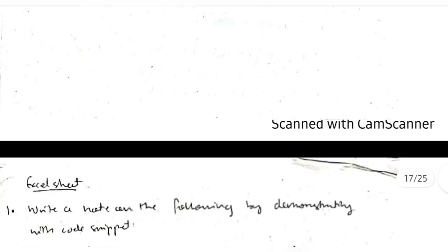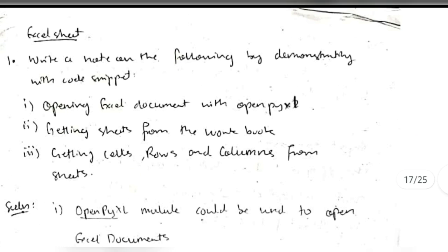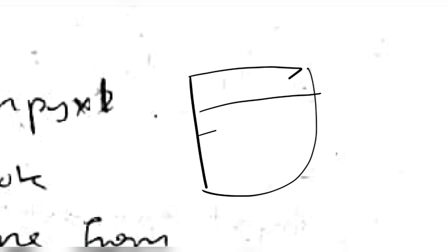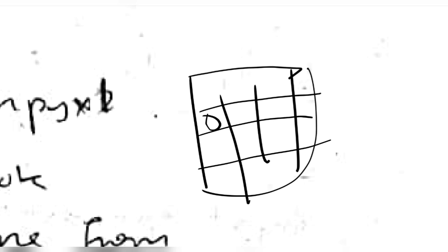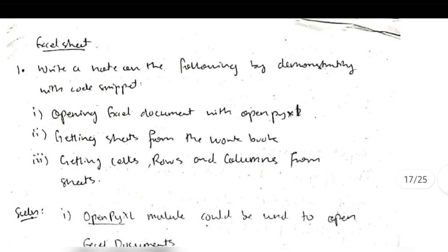Okay, the next topic is about the Excel sheet. So an Excel sheet is a document, right? In that document you'll have rows and columns, and these are the cell values, and you'll be accessing them. Okay, so how do we do that with Python?